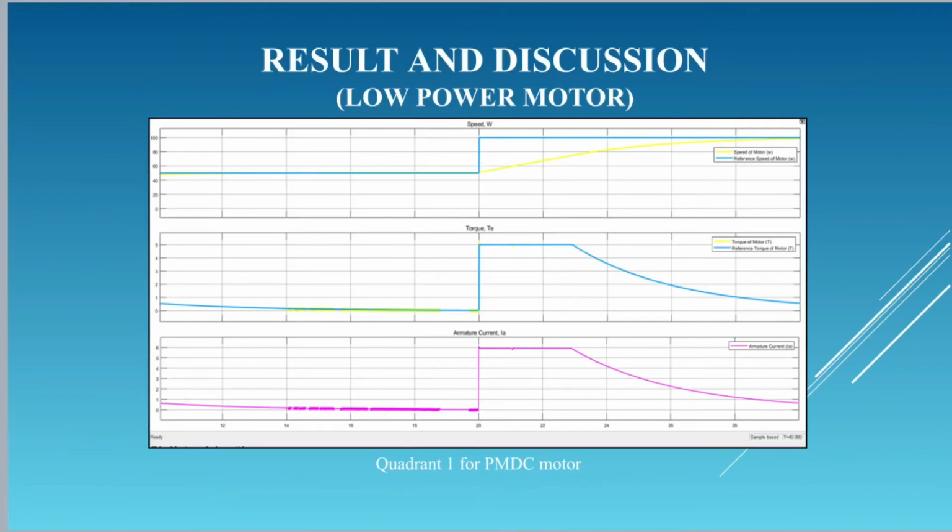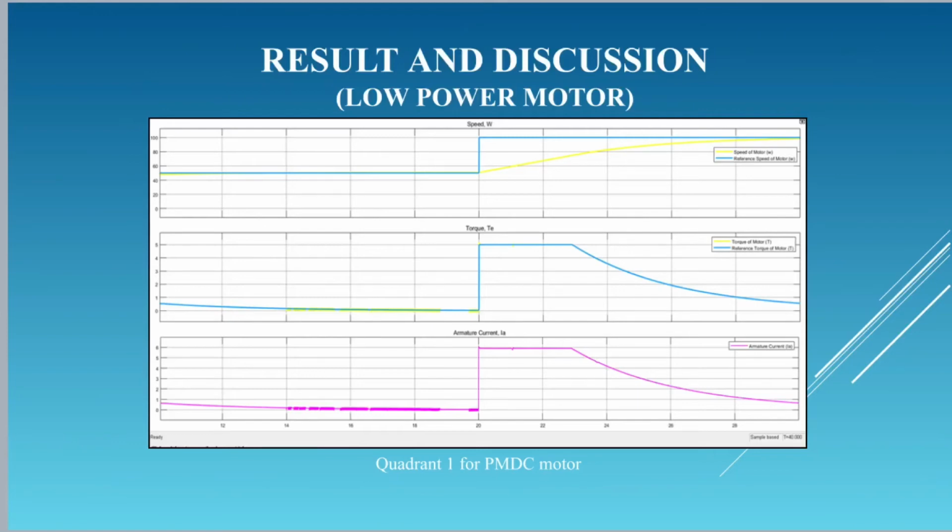As you can see, this is the figure for quadrant 1. The blue waveform represents the speed and the torque of the motor, while the yellow waveform represents the reference input signal of the speed and the torque. In quadrant 1, the PMDC motor operates in forward motoring. As torque is required in order to rotate the motor, the torque obtained in the figure is positive, as is the speed of the motor.